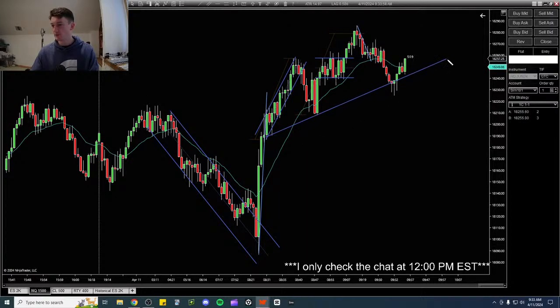Could be the possibility of something a little bit wider, like that. So maybe a failed second entry. Let's see what happens there.